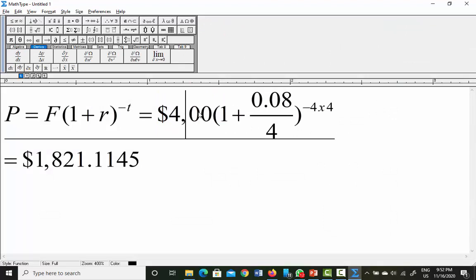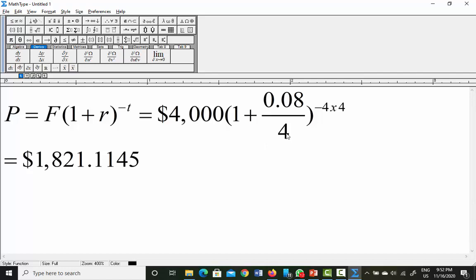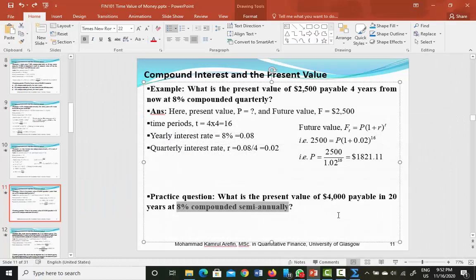So $4,000 is the future value, and the interest rate is 8% compounded semi-annually. Semi-annually means after every 6 months interest will be calculated. So that means in 1 year we have 2 semi-annual periods. So 8% is the annual rate. If you divide it by 2, you will get the semi-annual rate. So 8% divided by 2 gives the semi-annual rate, and the period of investment is 20 years.